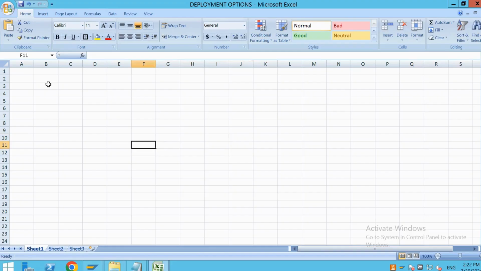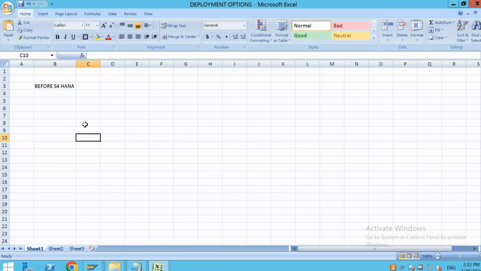Now deployment options. So before S4HANA, how it was. This we will discuss, because we can still see some of the companies running on ECC versions. They are running the EWM solution also there. So that solution we'll discuss first, then we'll go for S4HANA.